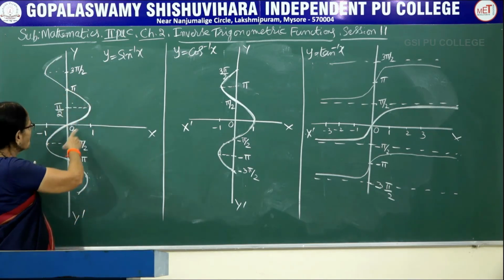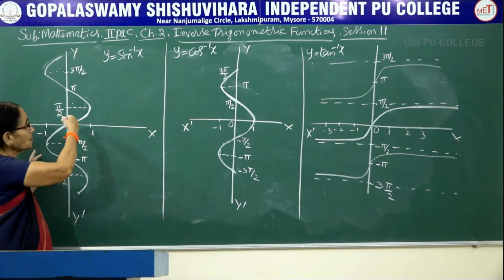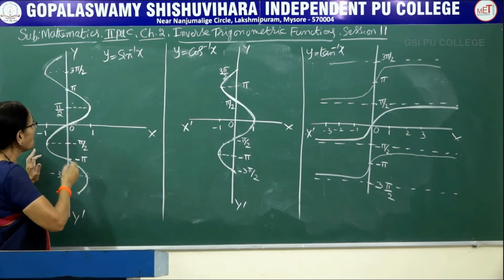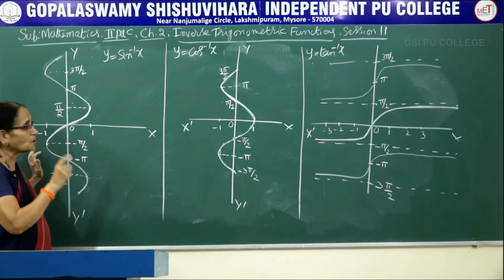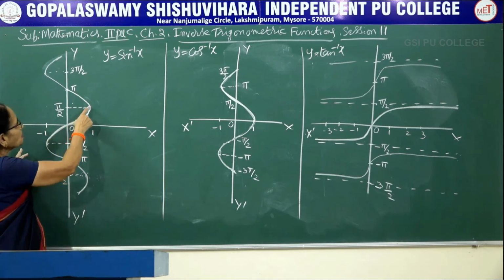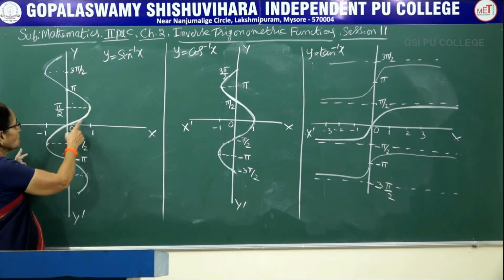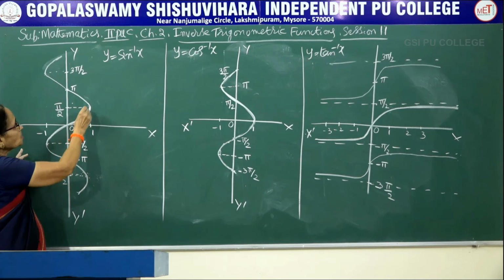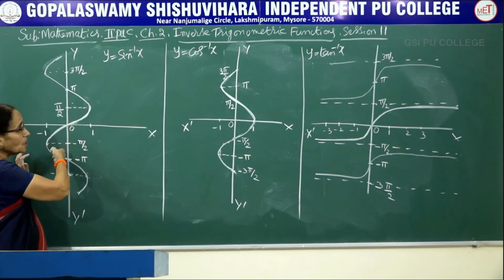So here the graph looks like this. It is again a wave-like graph, but here what is the principal value branch? It is minus pi by 2 to plus pi by 2. So I have darkened that part here. This is how the graph will look.